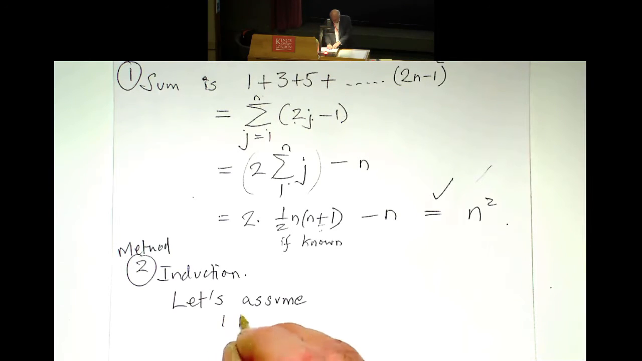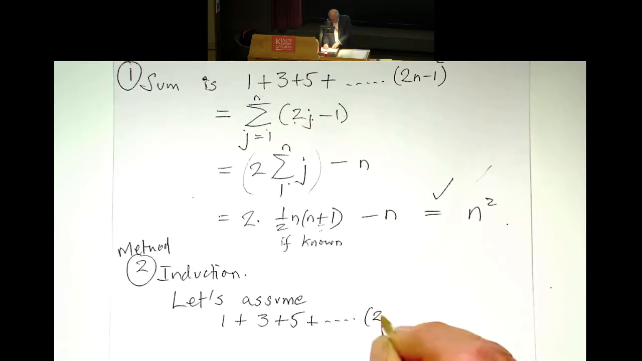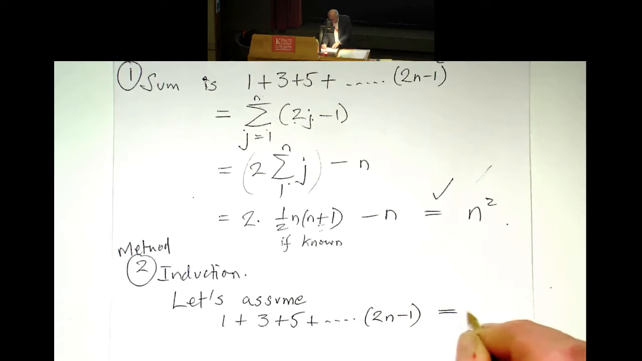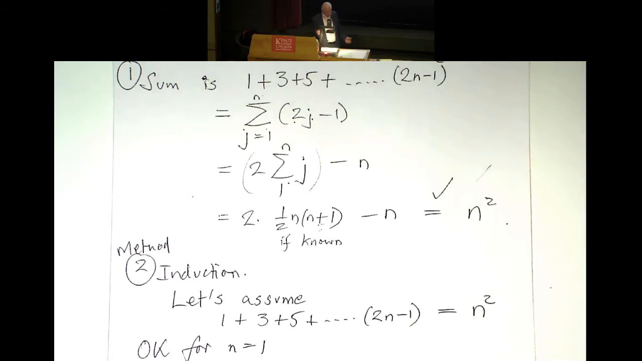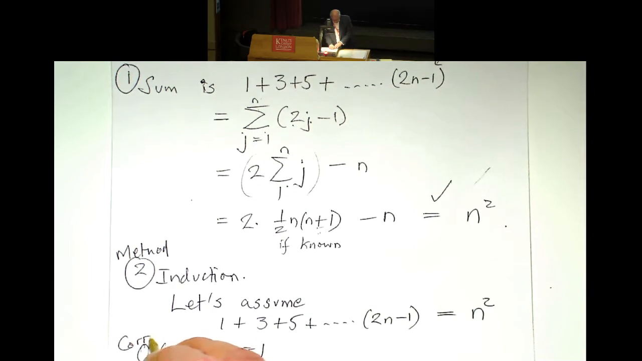So let's assume that our sum of the first n odd numbers is indeed n squared, and let's try and prove it for the next value, n plus 1. First of all we have to check that this is correct at the beginning. This formula is correct for n equal to 1, because when n is 1, we just get 1 is equal to 1, which is correct. It's correct for n equal to 1.